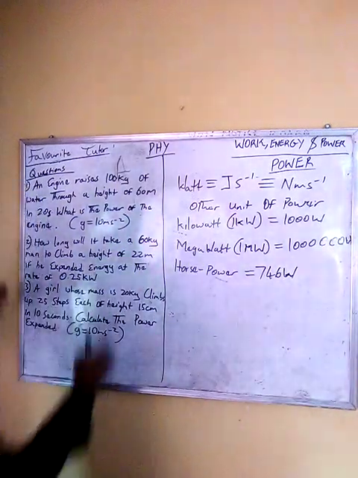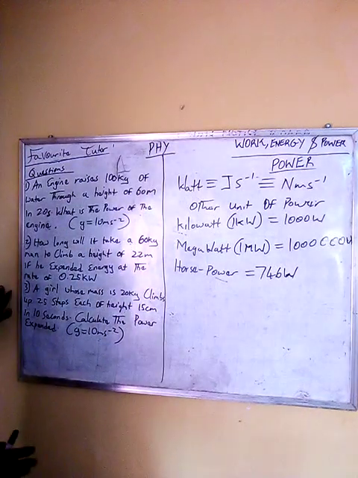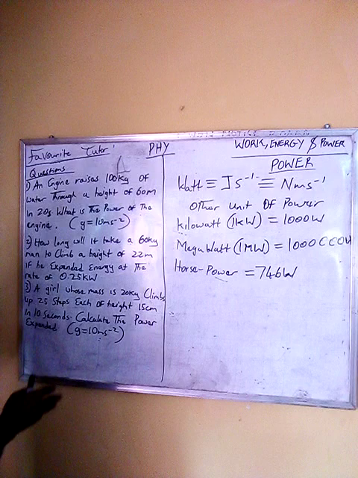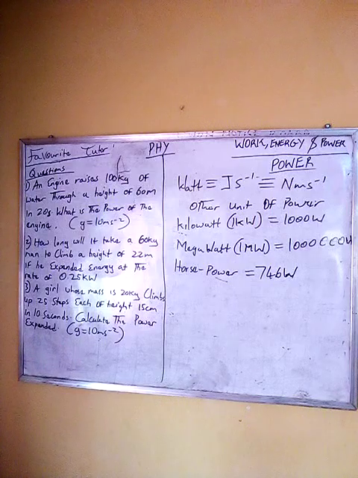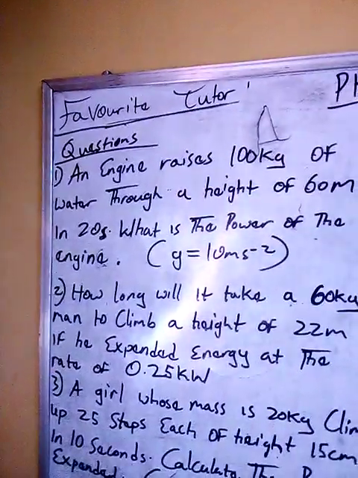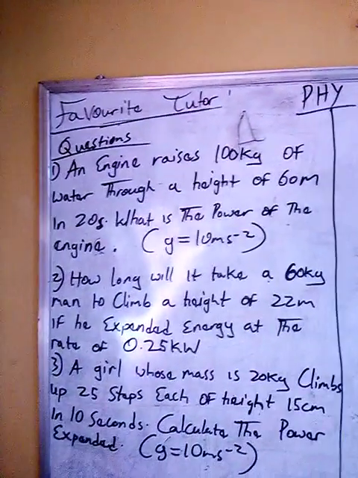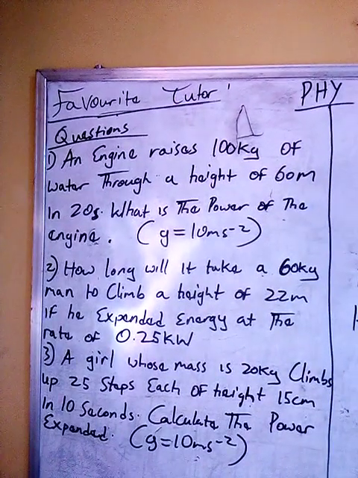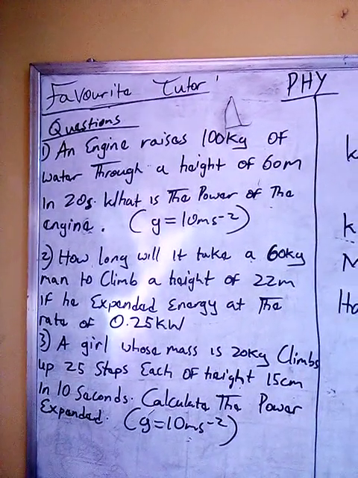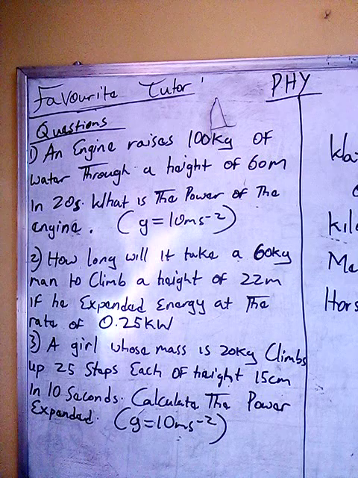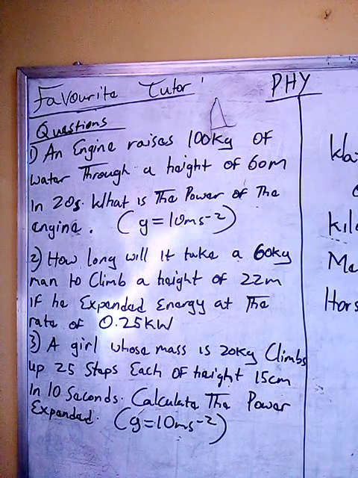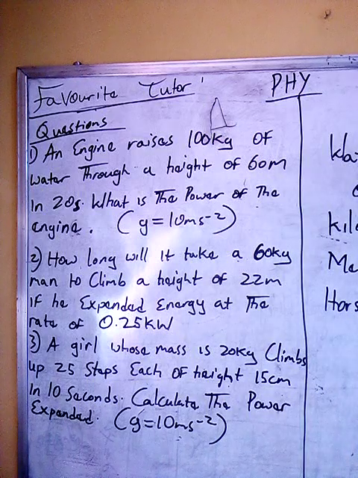All right, these questions that we have here, we are going to solve them. We're going to evaluate them using the formula for power. I want you guys to take a good look at those questions. Let me put it out front. All right, the first one says: an engine raises 100 kilograms of water through a height of 60 meters in 20 seconds. What is the power of the engine? Take g, the acceleration due to gravity, as 10 meters per second squared.